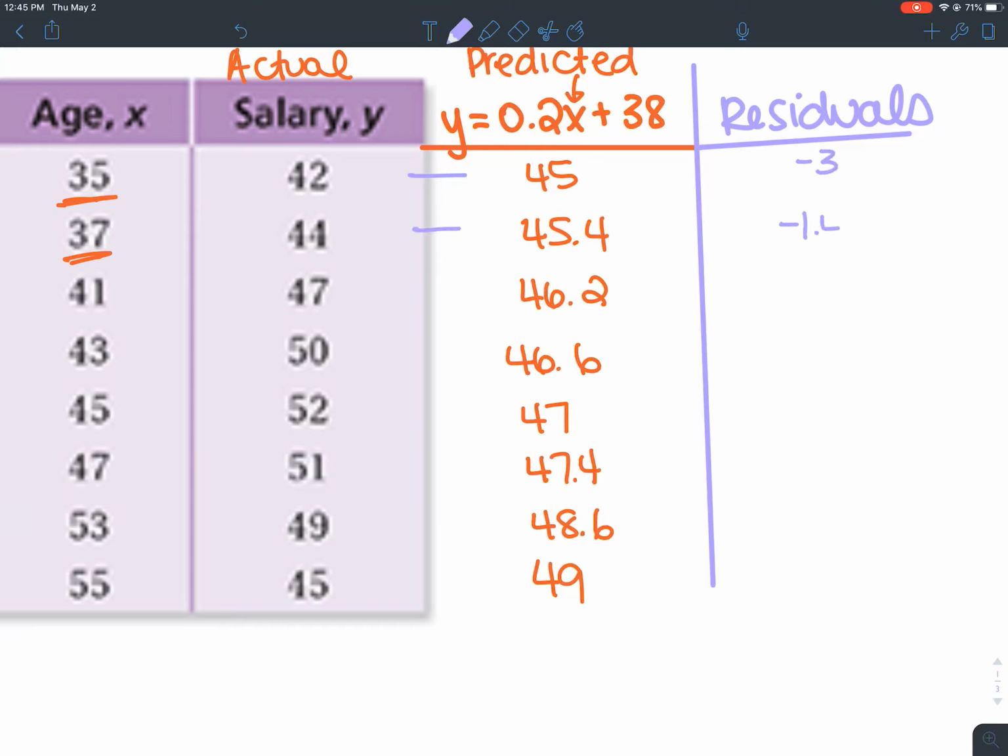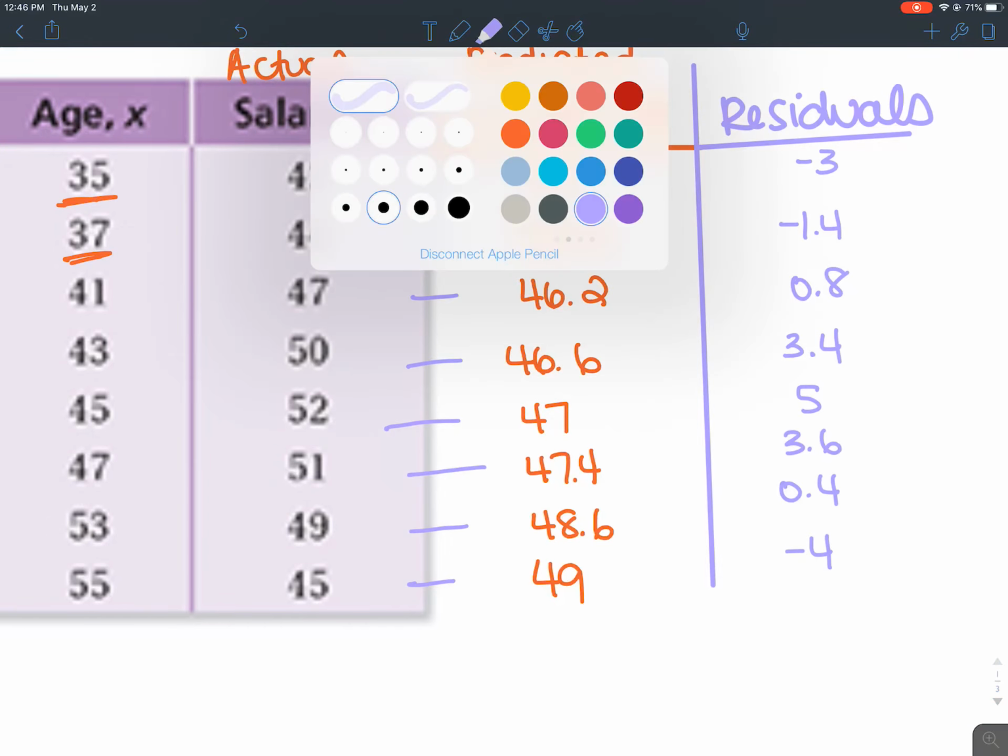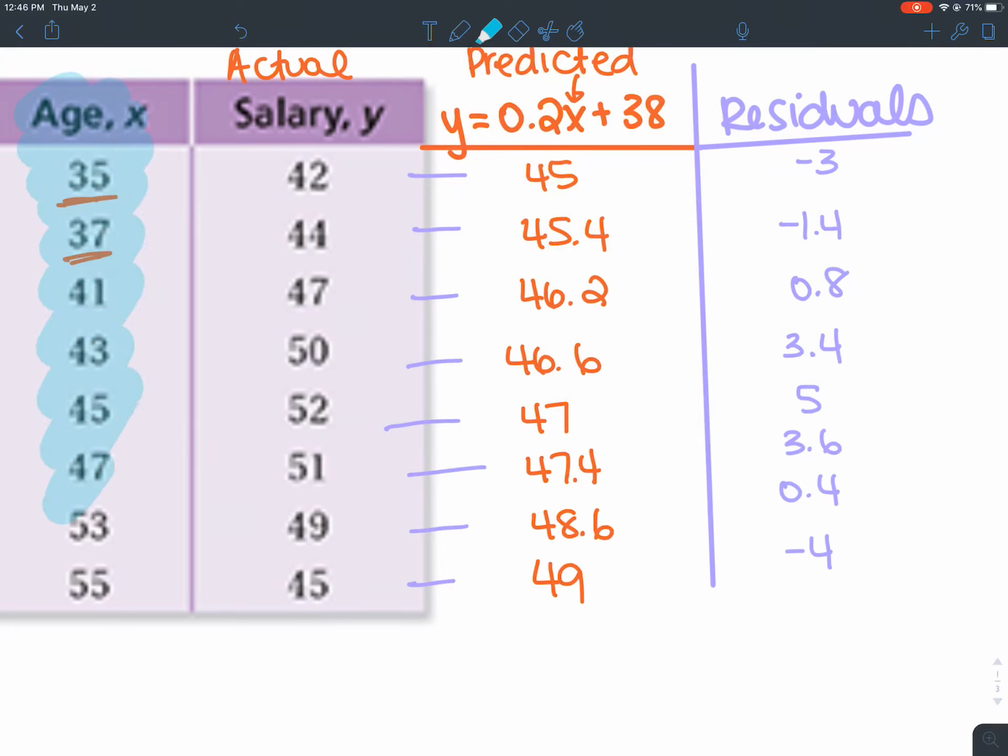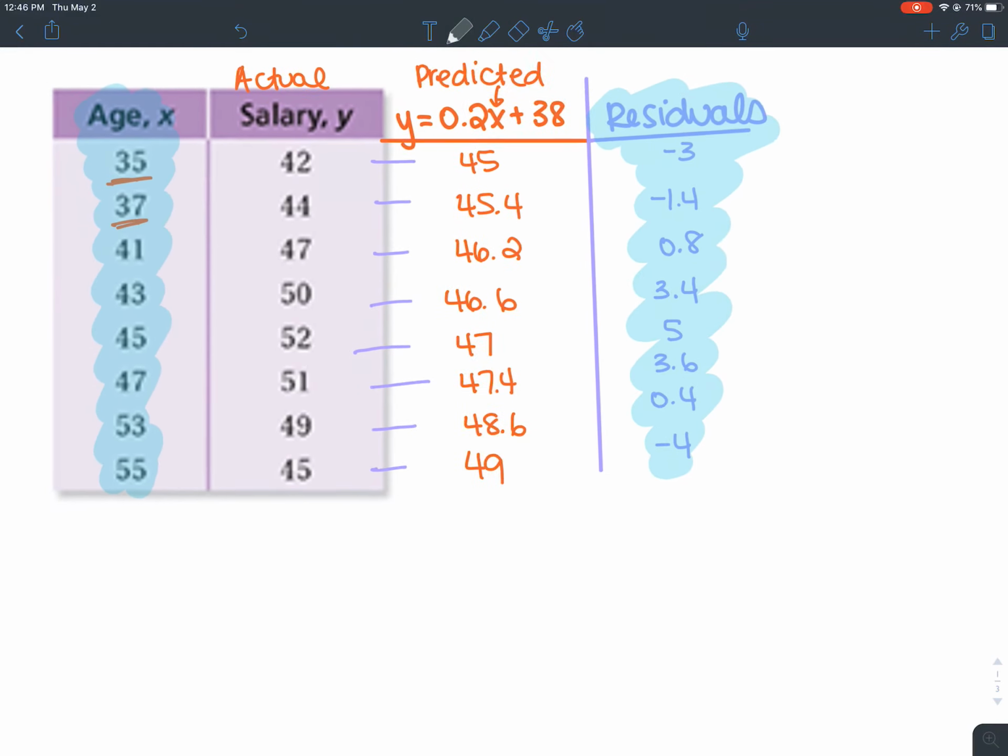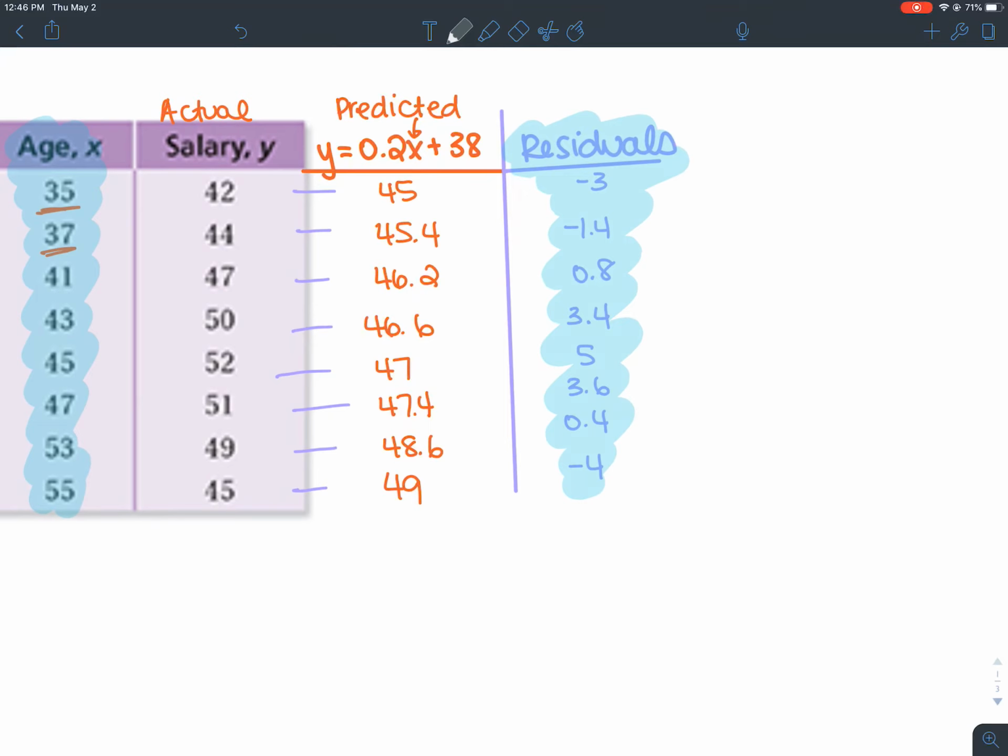That minus that is negative 1.4, 0.8, 3.4, 5. And you are more than welcome to use a calculator for this. 3.6. I went ahead and did the number crunching. And then negative 4. Okay. So we want to look and say, okay, well, I'm still going to be graphing my age, the x, and my residuals. So my residuals go from negative 4 up to 5, and my age goes from 35 to 55.